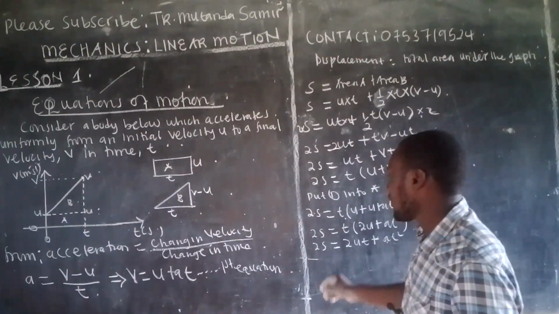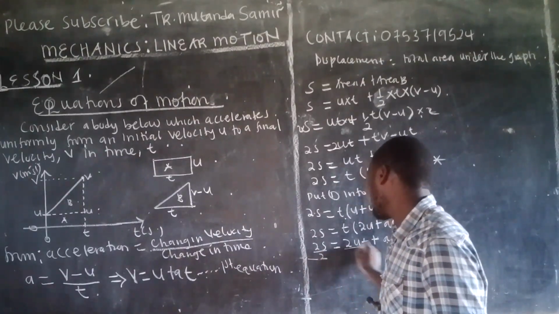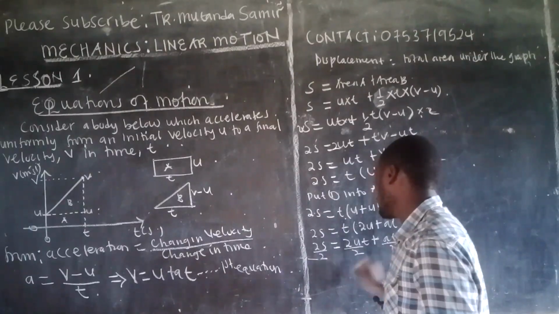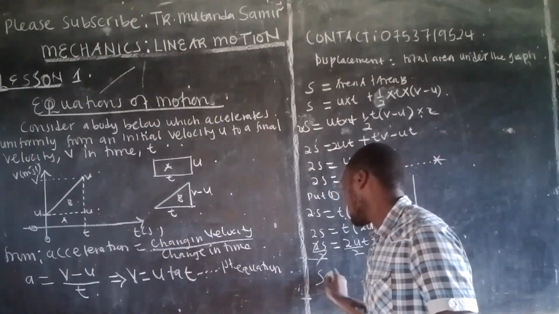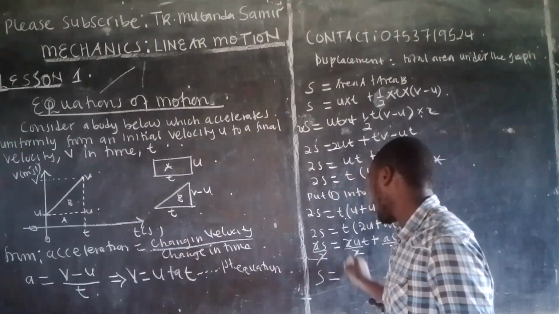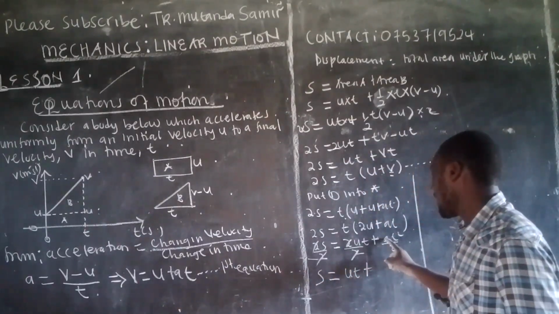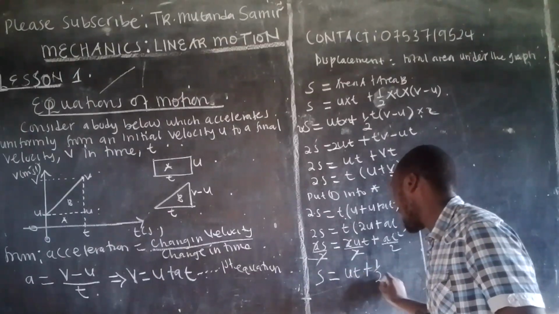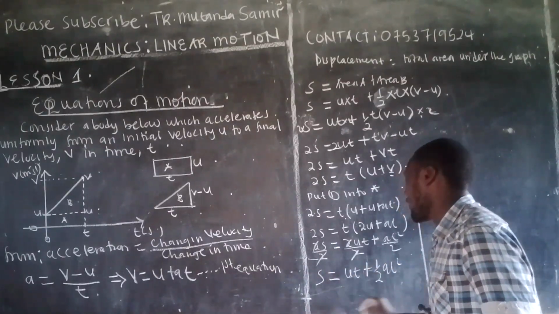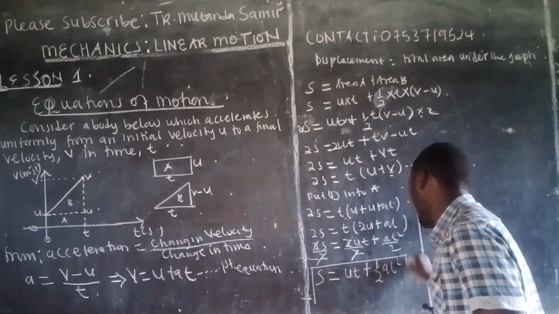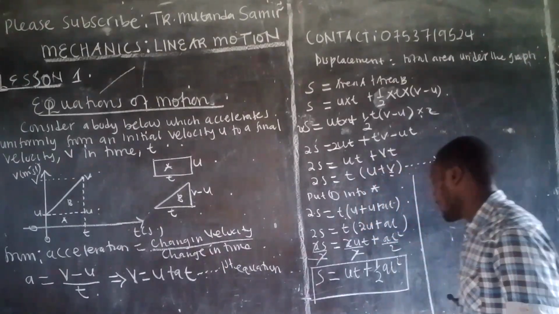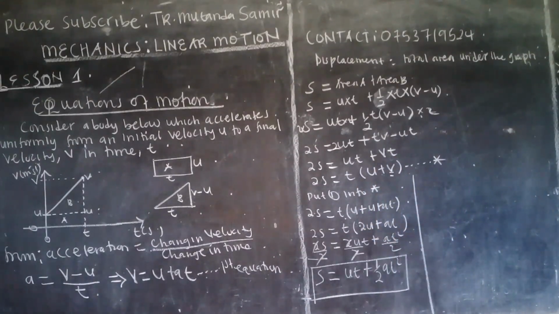Next, we want to make s the subject. Divide all through by 2. So now we have that s is equal to, the 2 cancels there, we have ut plus, now at squared over 2 is the same as just a half at squared. This one here is our second equation of motion.